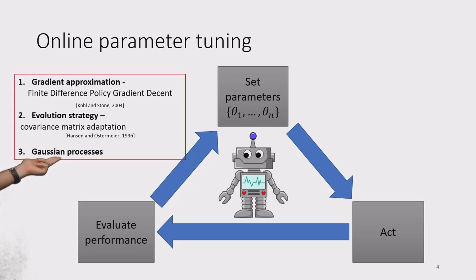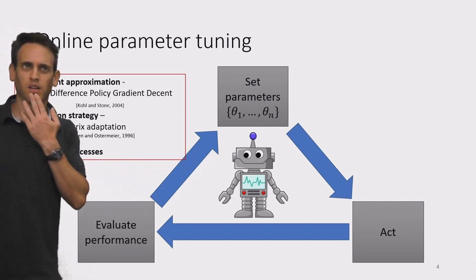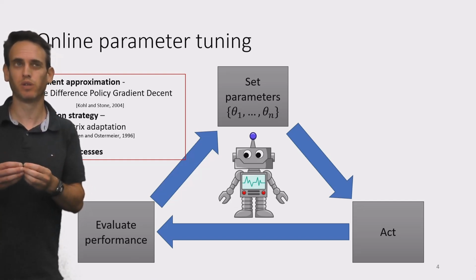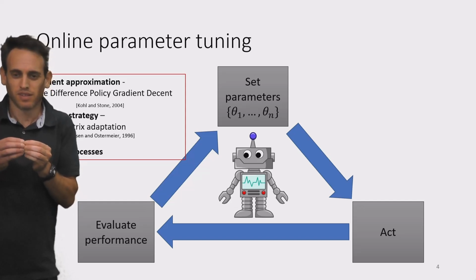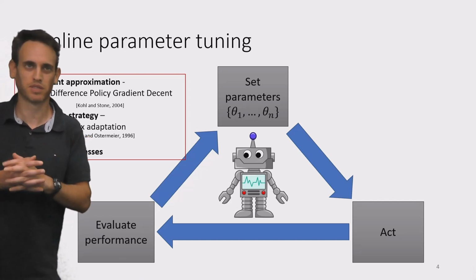Finally, we'll discuss Gaussian processes, which are relevant when the sample cost is very, very high, and we have to be very frugal, to try to minimize the number of samples that we obtain.